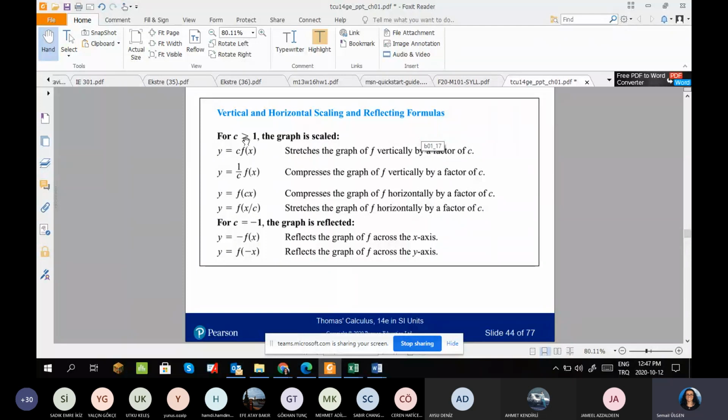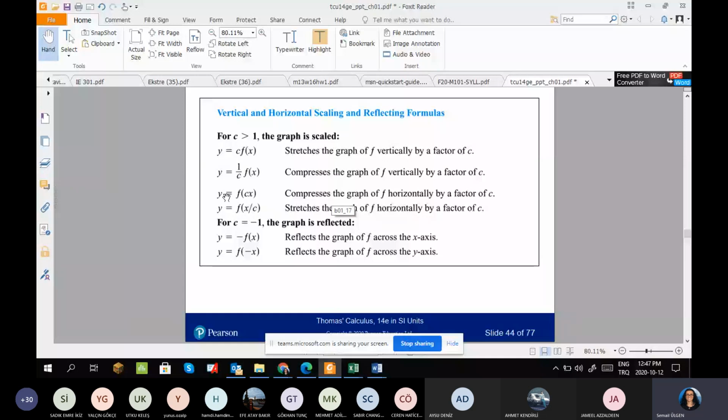So for example, we have a fixed constant c that's bigger than 1, and now we are going to scale our graph by using this c. If you multiply the function by c that's bigger than 1, it's going to stretch the graph vertically by a factor of c. I'm going to show you the pictures. On the other hand, if c is bigger than 1 and you multiply f by 1 over c, what is it going to do? It compresses. It's going to make it thinner, or compress the graph vertically. Compressing vertically means it's going to get wider actually, by a factor of c.